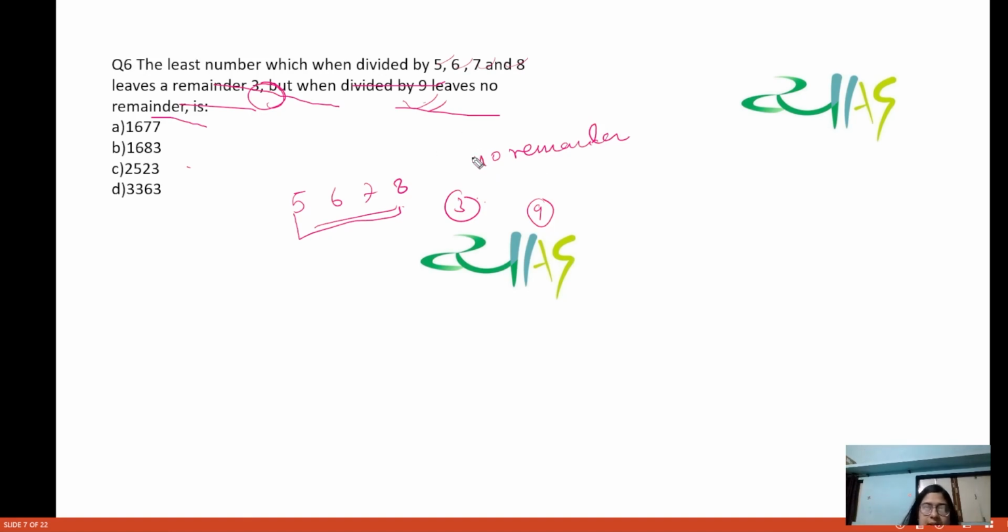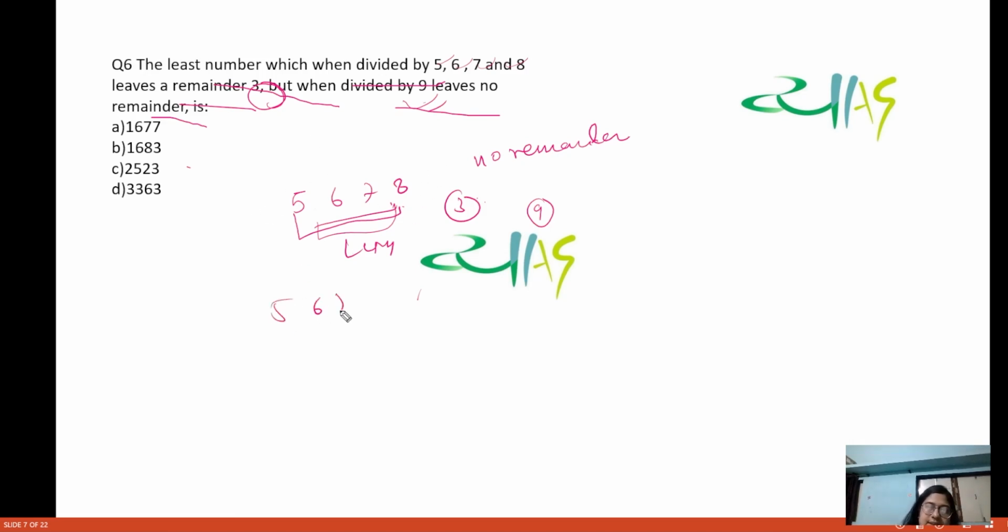So let us find that number. So basically, पहले क्या कर लेते हैं, इसका LCM find कर लेते हैं. Any number which is divisible by these numbers, then we'll add 3 to it. So it will leave a remainder 3, and then we will see whether it is divisible by 9 or not.